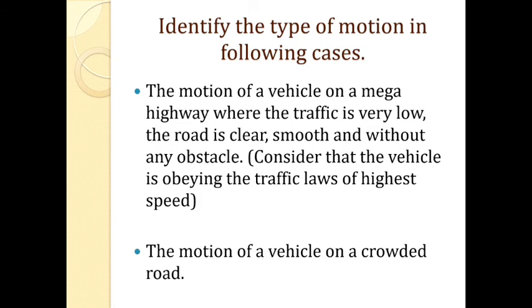In the second example, the motion of a vehicle on a crowded road. If the road is crowded, then the vehicle is driven with utmost care. So the speed might be increasing sometimes, or because of obstacles or crowd, the driver has to reduce the speed from time to time. So we can say that the motion of a vehicle on a crowded road must be non-uniform.